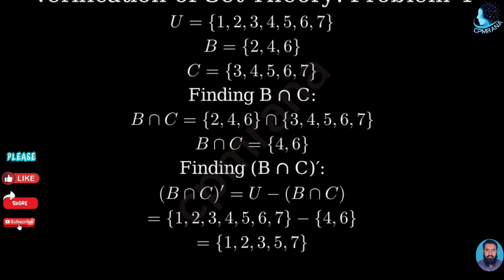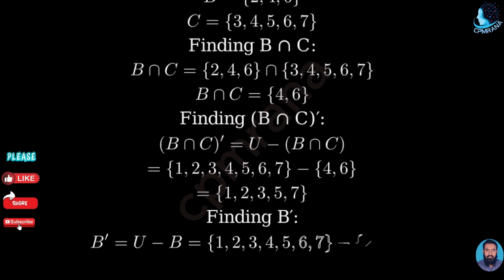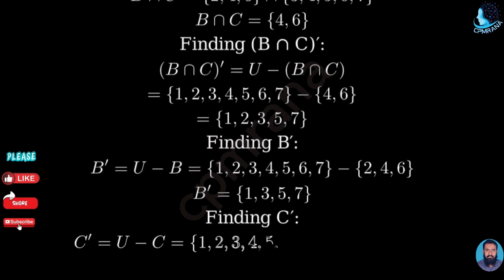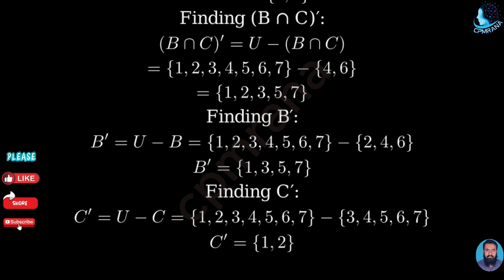Now, let's calculate the complements of sets B and C separately. For set B, we calculate U minus B, which gives us the set containing 1, 3, 5, and 7. For set C, we calculate U minus C, which gives us the set containing 1 and 2.